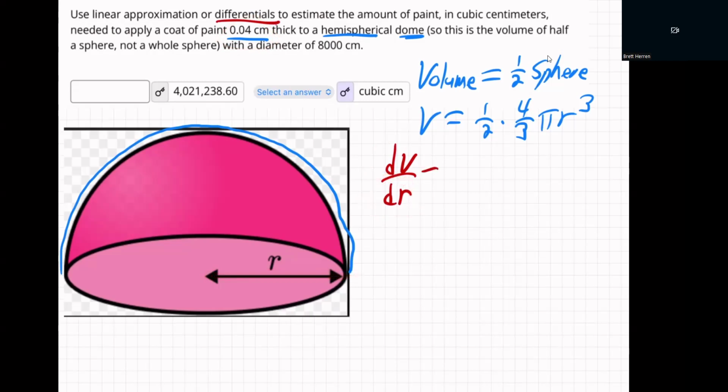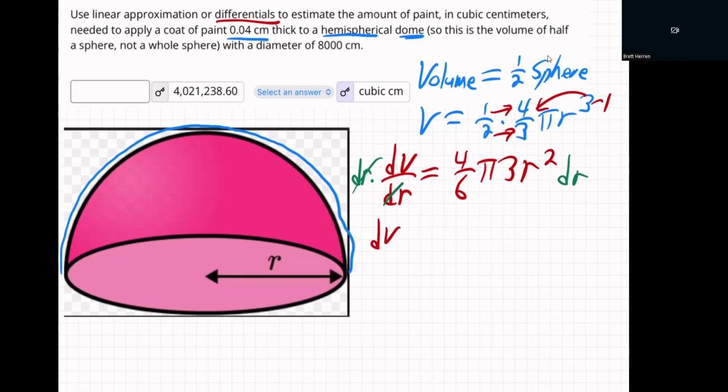All right, so here we go. I'm going to multiply 1 times 4, 2 times 3, pi. And now this 3 is going to come down: 3 r squared, subtract 1 from the power. Good. And then I'm going to multiply both sides by dr. dr cancels out. So dV is, and this 3 is 3 over 1, so it's going to go to the top. So it's 12 over 6 pi r squared dr.